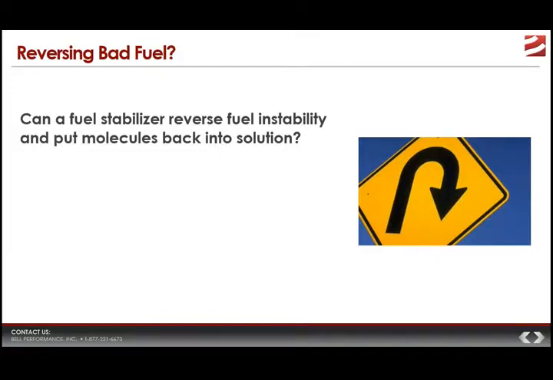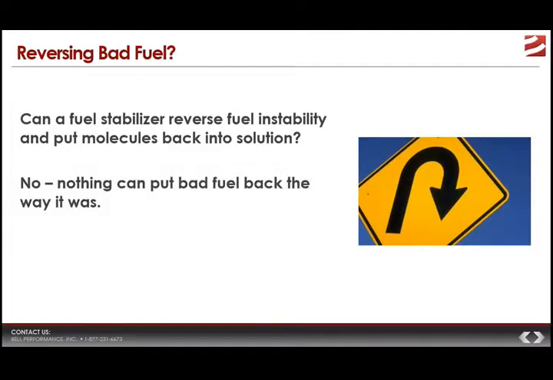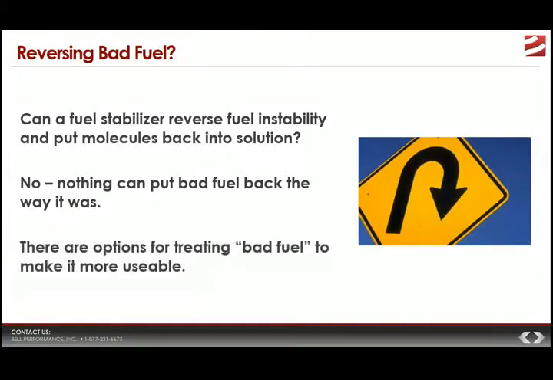Another fair question that gets asked a lot is, if the fuel's already gone dark and unstable, will a fuel stabilizer reverse that? And unfortunately, the answer to that is no. Once the fuel has gone bad, once those molecules have dropped out, there is nothing that's going to break them back apart and put them back into solution. That's why the important thing about applying a stabilizer is that you have to put it in the fuel at the beginning when it's fresh, before those chemical reactions have happened.